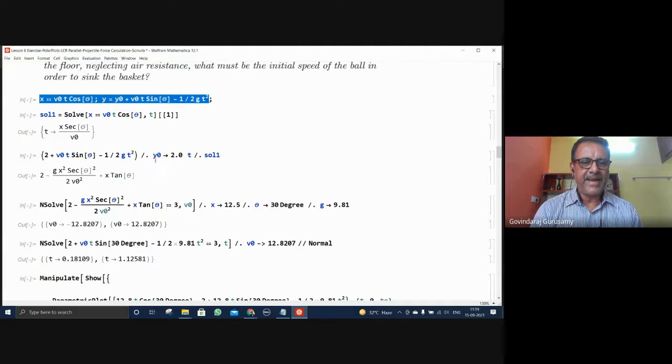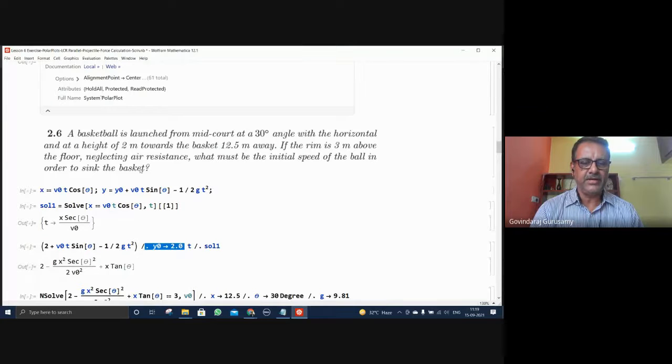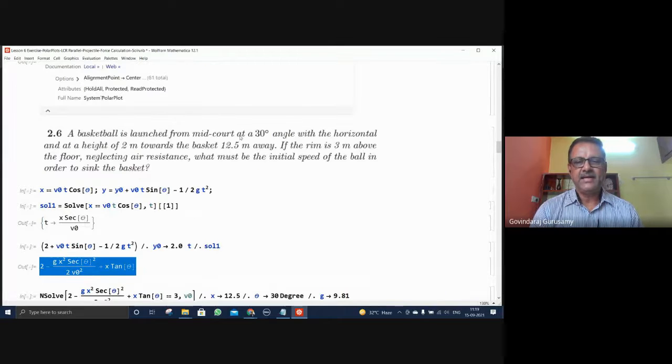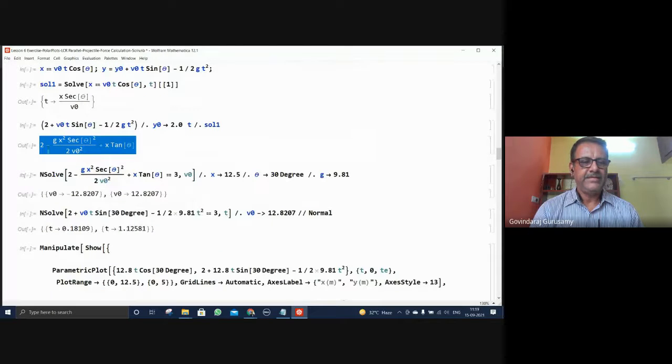And I'm substituting back into the second equation, in which I know the initial height y0, which is equal to 2 meters, that is substituted. T I already found and substituted. I'm getting this equation in terms of x and theta because theta is already given for me. Now you see, everything is known to me except V0. Is that right? X is known, theta is known. V0 is the unknown which I am supposed to solve.